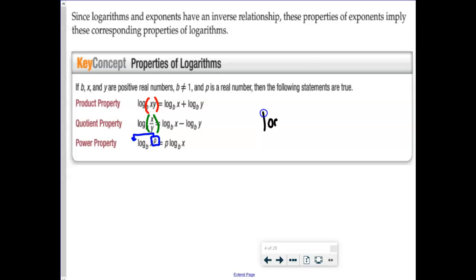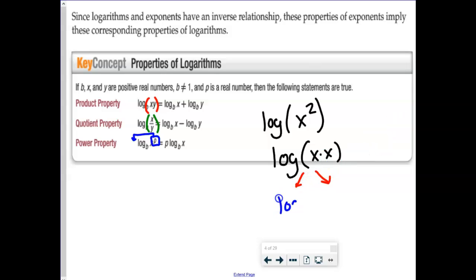Let's see a really boring example of common log of x squared. So without knowing the power property, what you would have to do to expand this is to remember what x squared means. Essentially, what does x squared mean? X times x. X times x, yes. So this is really common log of x times x. So we're looking at this product property. According to my teachers, when you have log of a multiplication problem like this, it splits into log of the first thing plus log of the second thing.